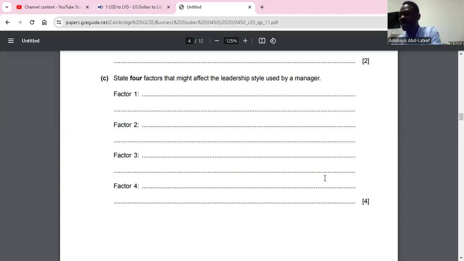Yes. The third one I wrote is about the work to be done. When we talk about the work to be done, I wrote, there are some jobs that need quick response. And if these jobs need quick response, that means we need to get it done right now. It needs more of an autocratic leadership style. Clear?